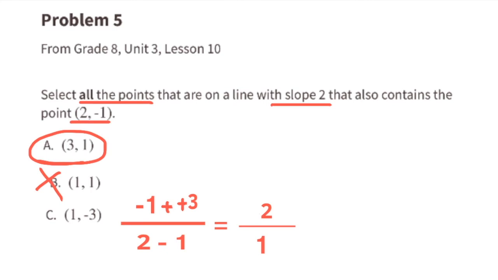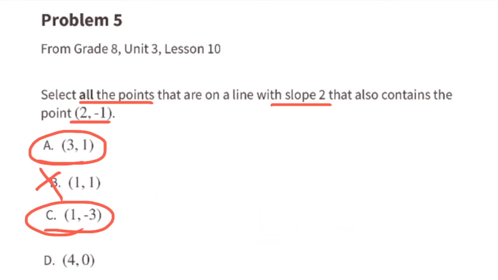Over the x value for the original, which is 2, minus the x value for c, which is 1. 2 minus 1 is 1. Now we have 2 divided by 1 equals 2. That means that both these points would be on the same line, and that line would have a slope of 2.